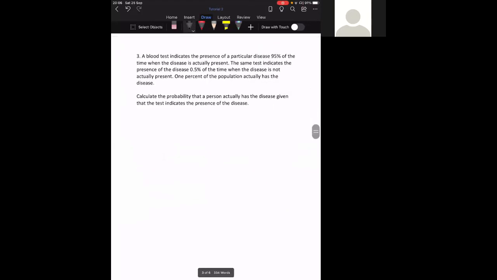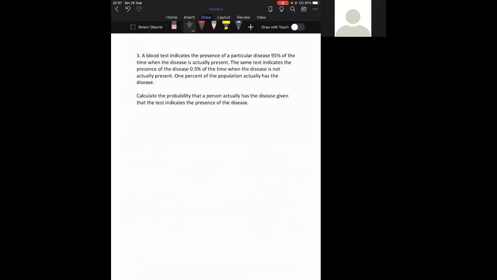Moving on to question 3. A blood test indicates the presence of a particular disease 95% of the times when the disease is actually present. The same test indicates the presence of the disease 0.5% of the time when the disease is not actually present. 1% of the population actually has the disease. Calculate the probability that a person actually has the disease given that the test indicates the presence of the disease.